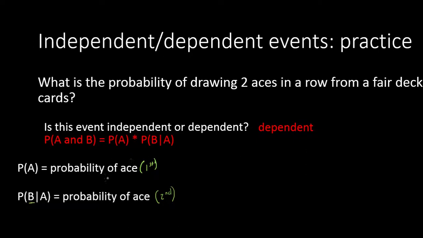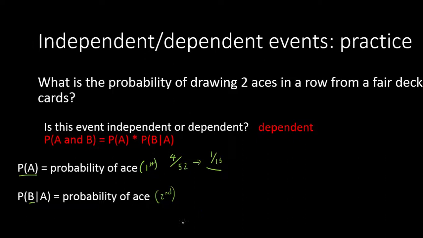Okay, let's just look at the first event. If there are 4 aces in a deck and 52 cards in a deck, then I have a 4 in 52 or a 1 in 13 shot of getting an ace the first time.